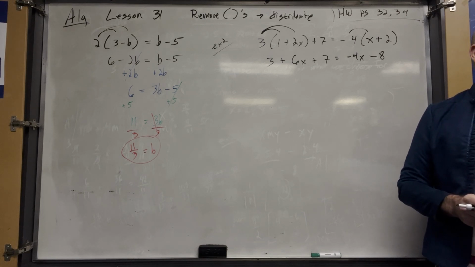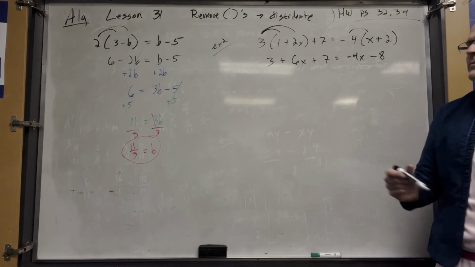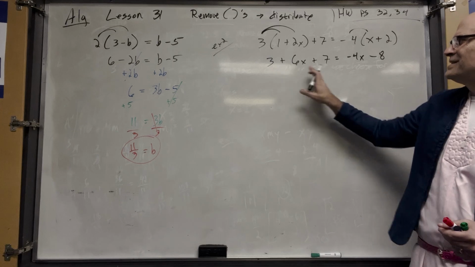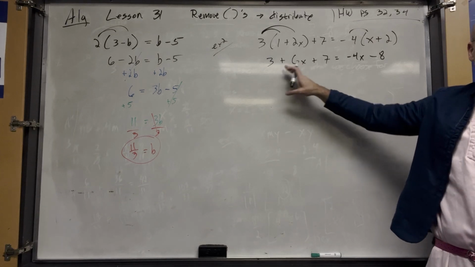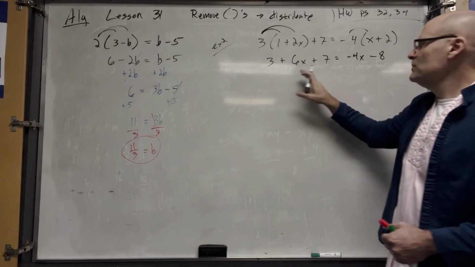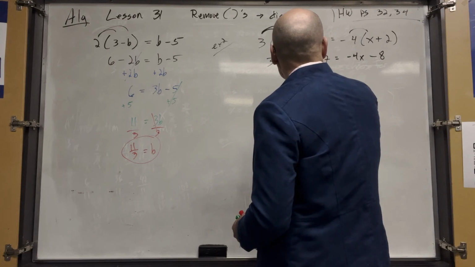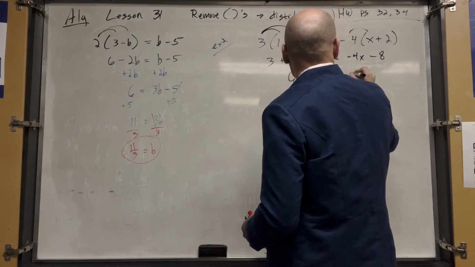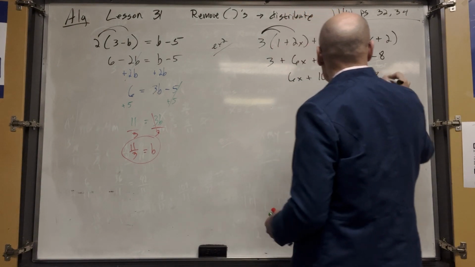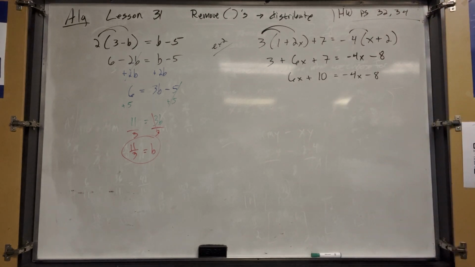Elliot? Combine like terms. Yep. So basically the 3 and the 7, right? There's no other x's, but you can always combine constants. What's 3 plus 7? 10. Okay, so you have 6x plus 10 equals -4x minus 8. There's no like terms on the right side that can be combined. That's as simple as you can get it.